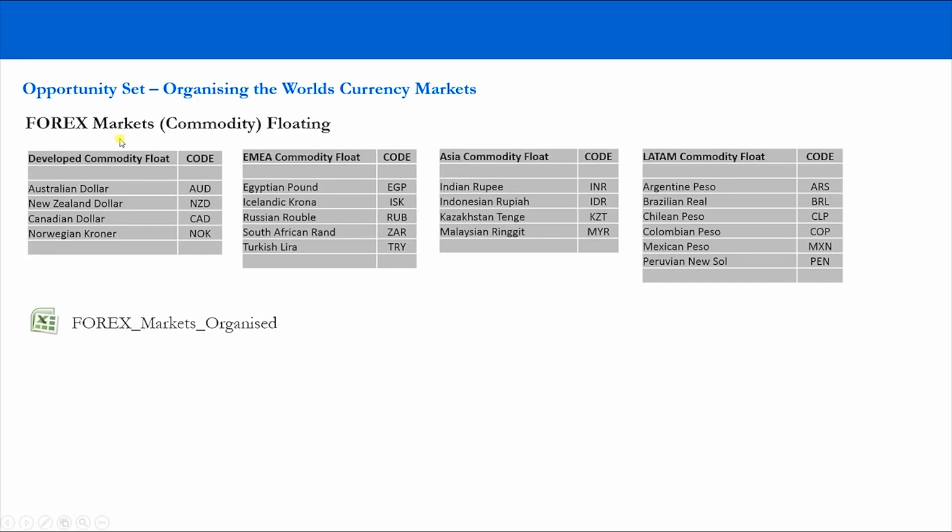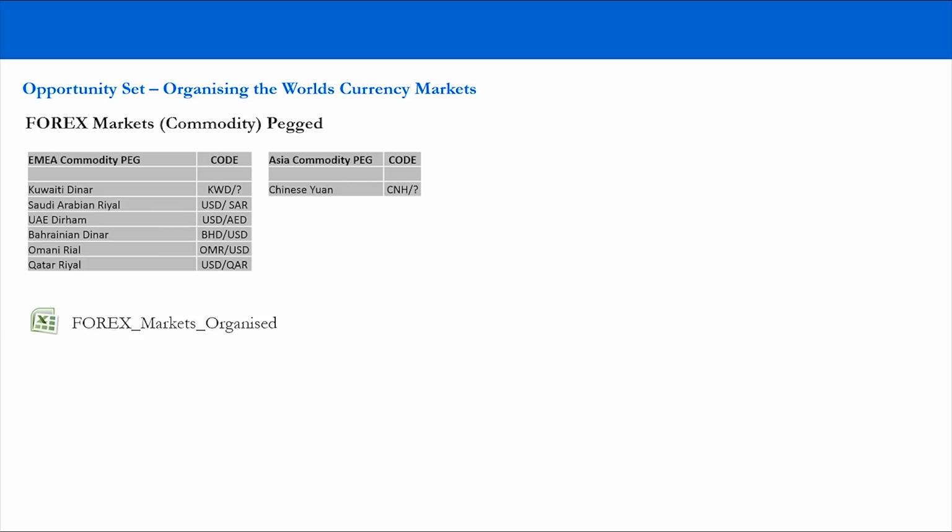In the Forex markets, commodity floating, so we're talking about floating regimes that have commodity exposure. We have our four that we looked at earlier that are part of the G10, but we don't call them G10, we call them developed commodity float. We have our EMEA commodity float, our Asia commodity float, and Latin America commodity float. So all of these are floating regimes that have significant exposure in their exports to one or two commodities.